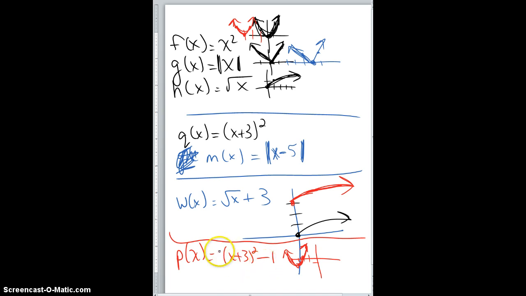Now, if there are coefficients in front here, then it's going to change the shape as far as either more open, more closed, more stretched out, things like that. So that would impact that. But this is just a quick review for you.